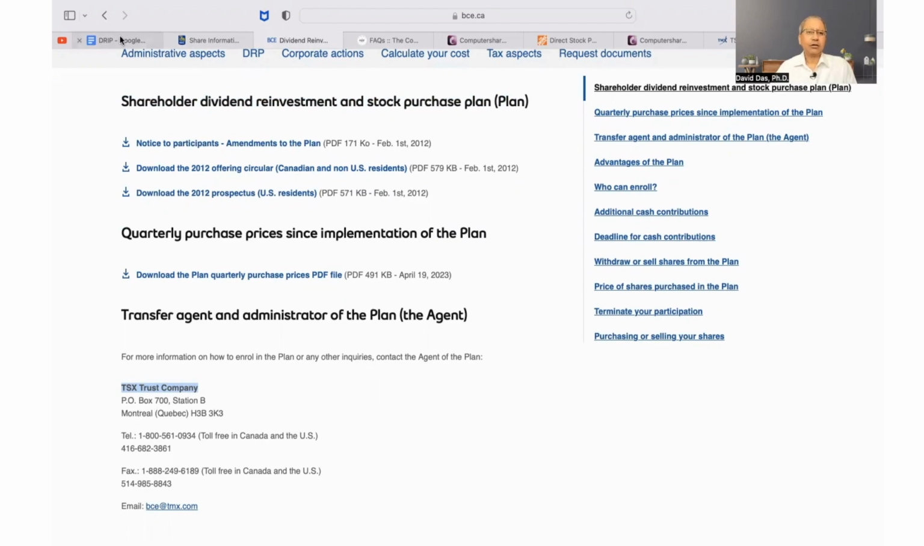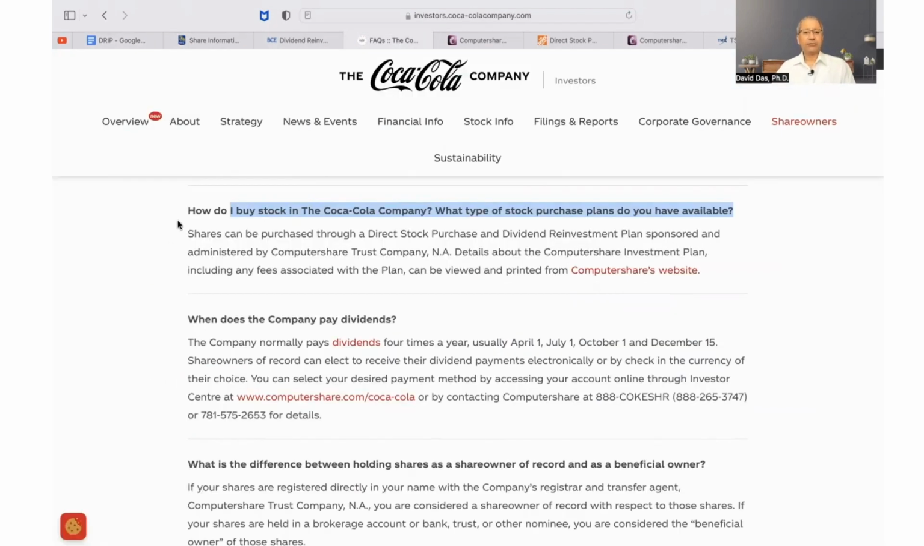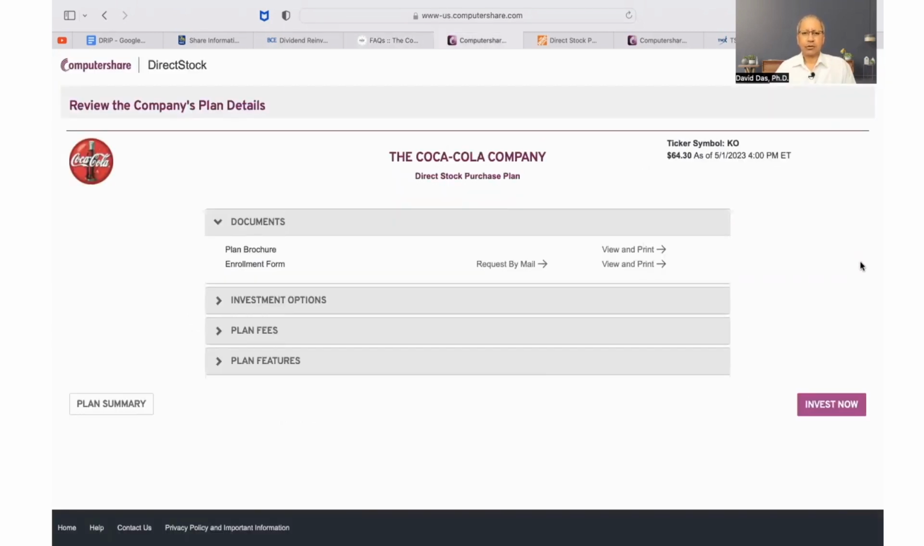The next stock is a US stock, which is Coca-Cola. So I go to their website. So this is the information from the Coca-Cola website. It says what to do in order to buy more shares. And they have referred us to the Computershare website, which is, this is the information about the Coca-Cola company at the Computershare website. It has the brochure, it has the enrollment form, it has different options, the fees, the plan features. So you can download and print all the forms that you need.